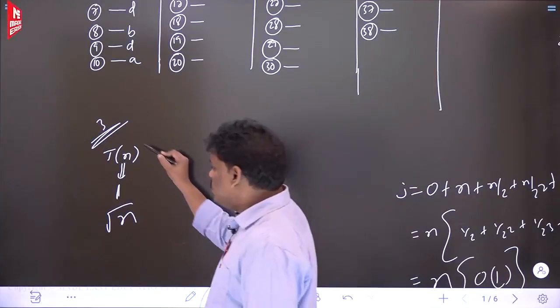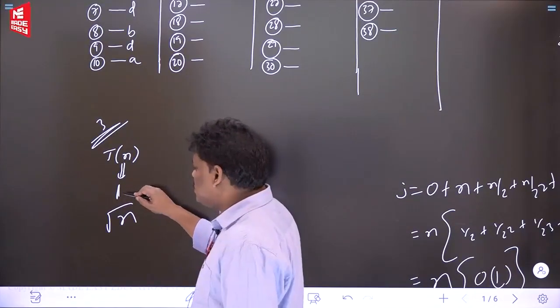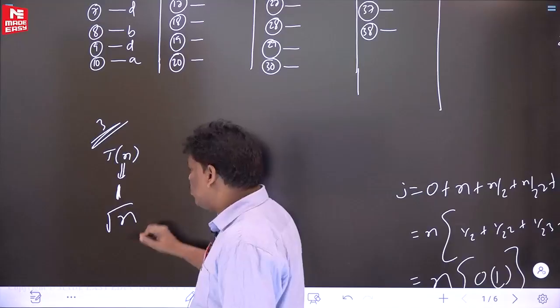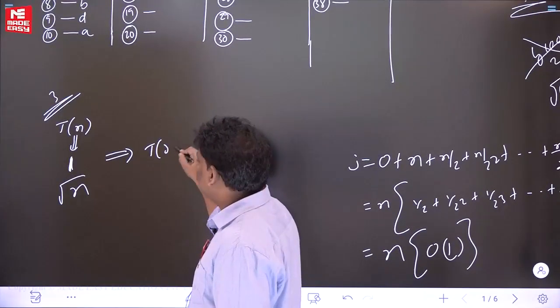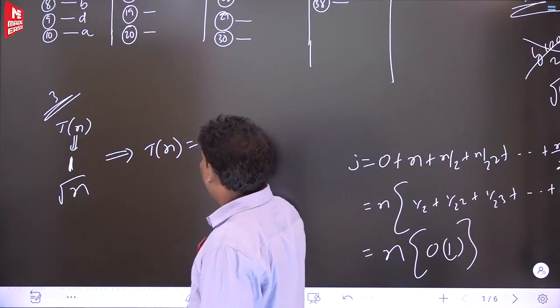Now can you help me now? This Tn having two possibilities, right? Sometimes it will take 1, sometimes it will take root n. What is the technical way of writing? This way you can write. See this one? Tn is, listen, Tn is Big O of root n.